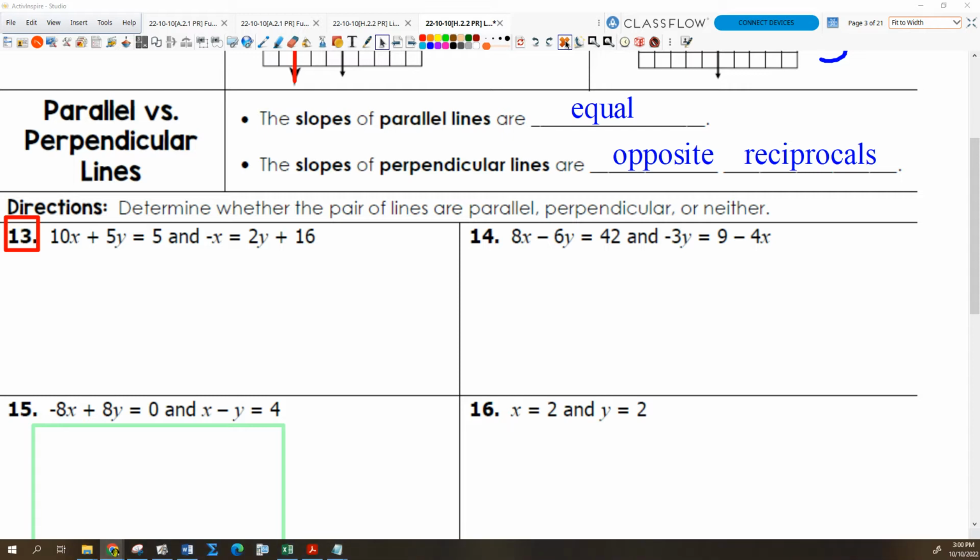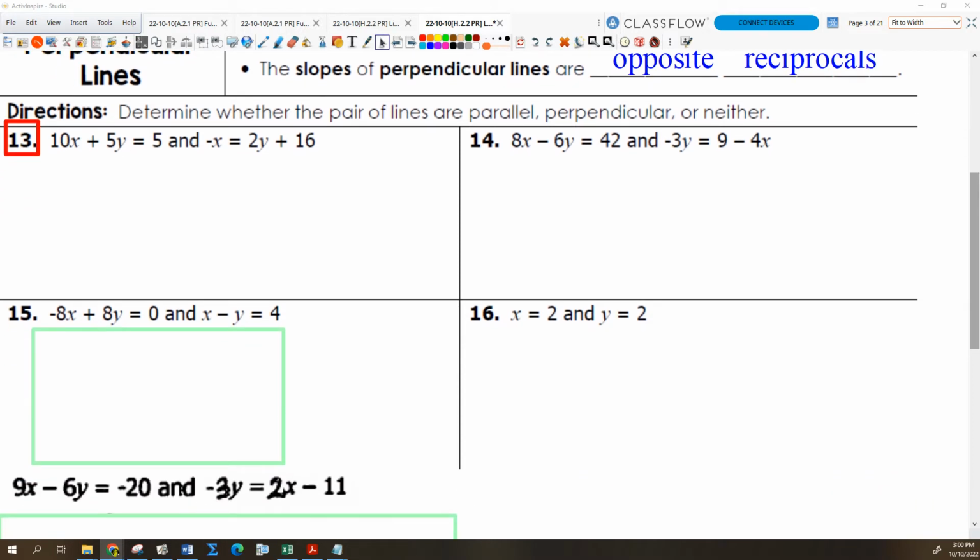So if we want to determine whether a pair of lines are parallel or perpendicular or neither one of those things, what's the only part of the line that we really need to know of each line? Slope. We don't need to know the y-intercept. All we need to know is the slope, correct? So if we look at, like in example 13 here, these two lines, let's make the first one our red line, and the second one we'll make our blue line. Okay, so if I want to find out if the red and blue lines are parallel or perpendicular or neither, then I just need slopes.